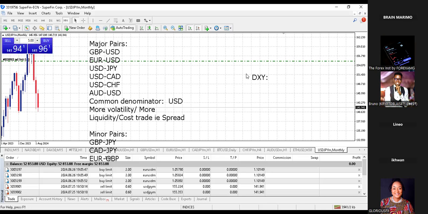Okay, so remember we've got safe haven currencies. The dollar is one of them. Who else is a safe haven currency? CHF, and lastly, JPY. So we're talking about the Swiss franc, CHF, the dollar, DXY, and the Japanese yen, JPY, right? So those are safe haven currencies.